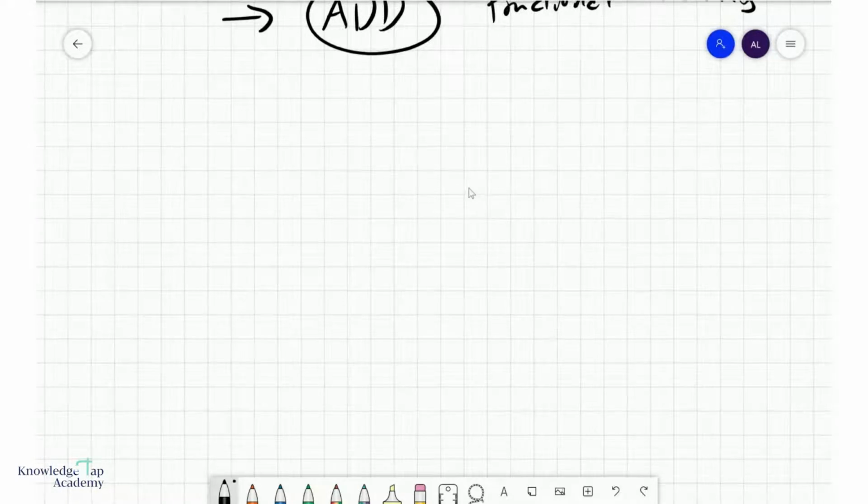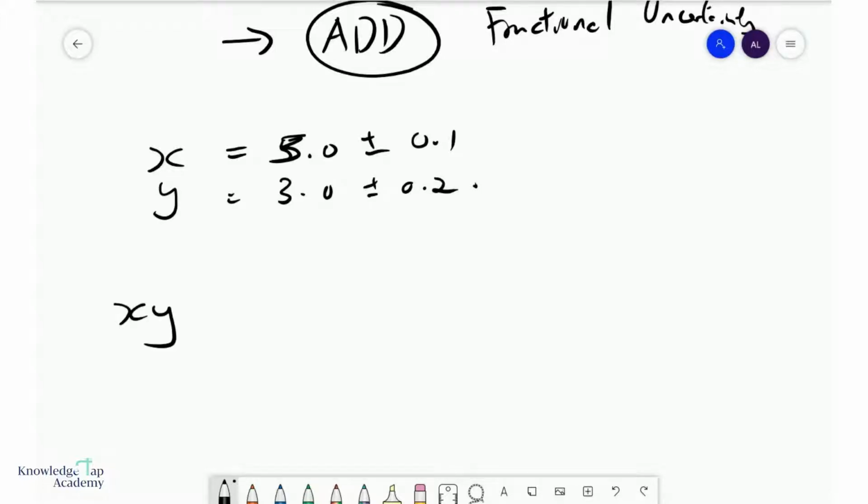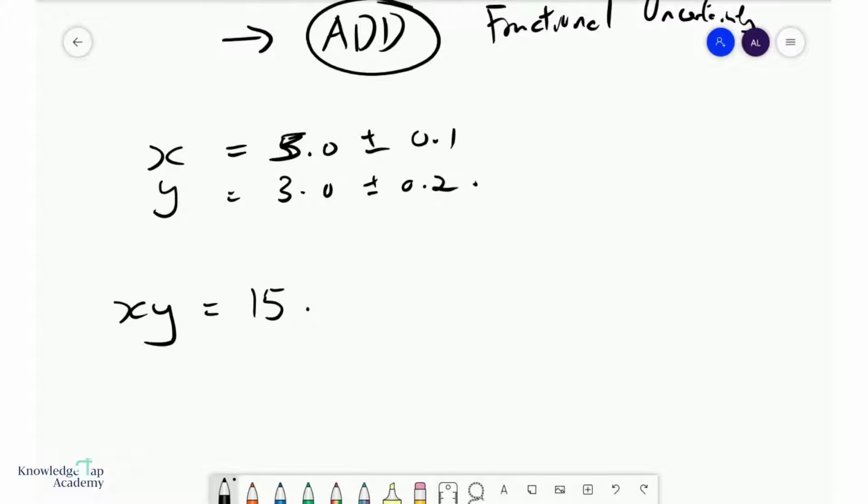So suppose we look at the same two values. Suppose x equals 5 plus or minus 0.1 and y equals 3 plus or minus 0.2. And we want to do x multiplied by y. Well, x multiplied by y, of course, is 5 times 3. This gives you 15. But when we want to figure out the uncertainty, we have to add fractional uncertainties.